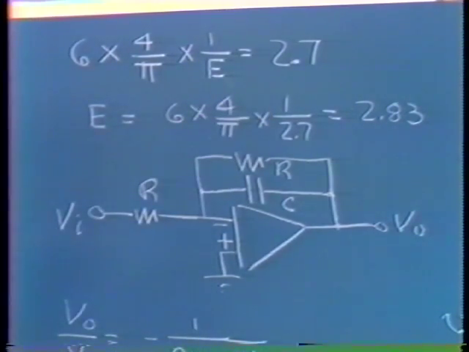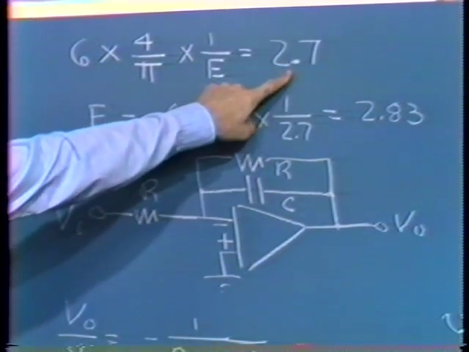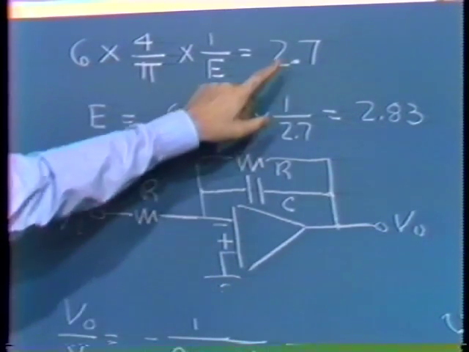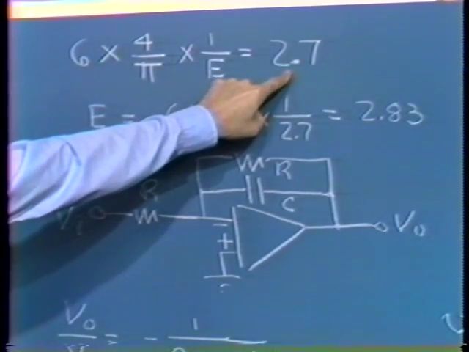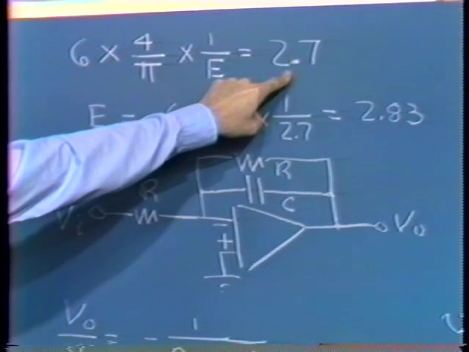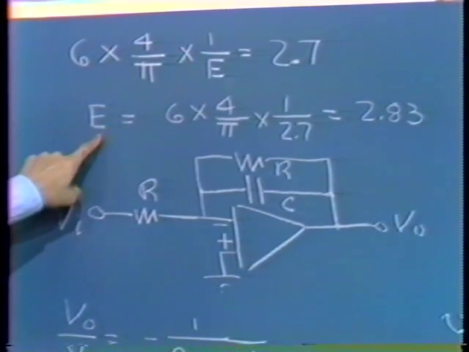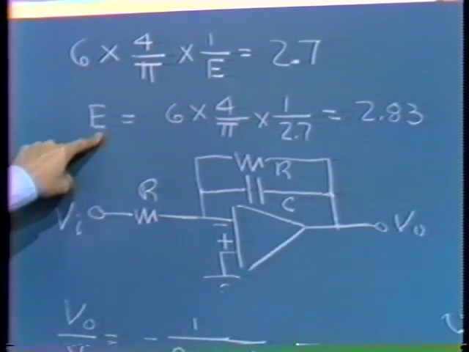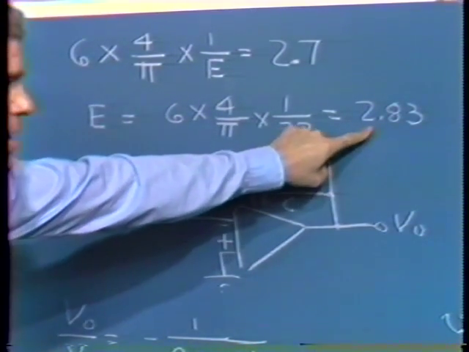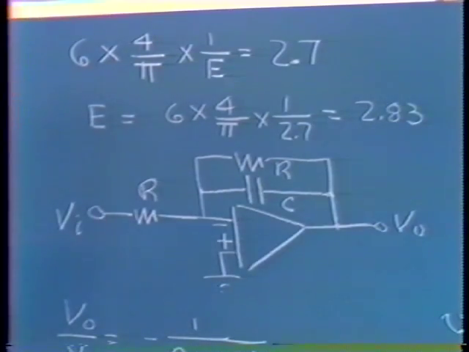And our Routh analysis told us that for oscillation at the low frequency, we need a gain, in a describing function sense, through the nonlinearity, an A naught of 2.7. We solve that for the amplitude at the input to the nonlinearity. We find out that that amplitude should be 2.83 volts.